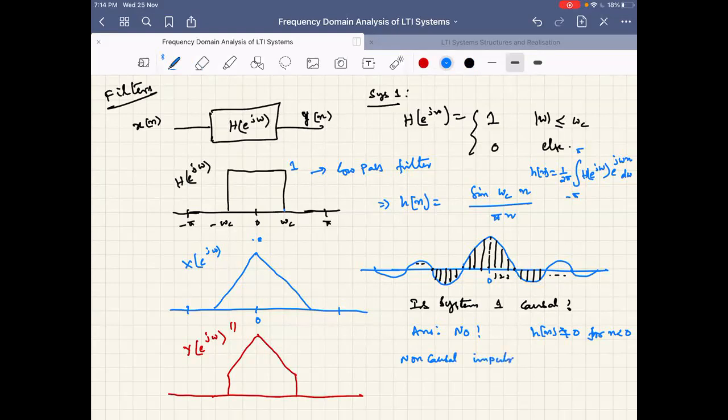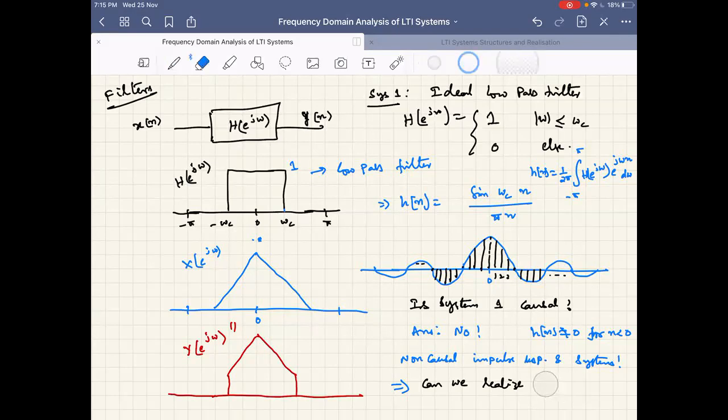Impulse response and system. And hence, what is the implication? So this is referred to as the ideal low pass filter. What is the implication? Can we realize an ideal low pass filter? The answer is no. Can we realize, meaning practically, can we have an ideal low pass filter, something like this with zero phase? Okay, the answer is again no.